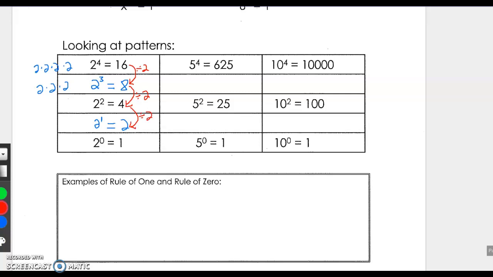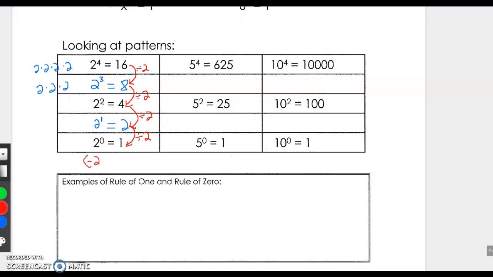So that's how 2 to the 0 equals 1. We're going down one exponent. If we follow this pattern and divide by 2, notice 2 to the first power equals 2. Anything to the first power is itself. Anything to the 0 power is equal to 1. Why? Because we keep dividing by 2. And you actually could continue this.